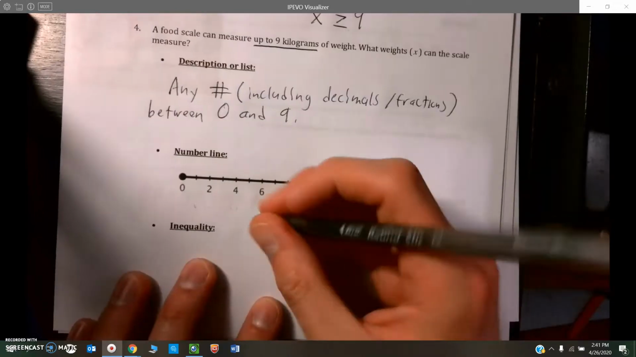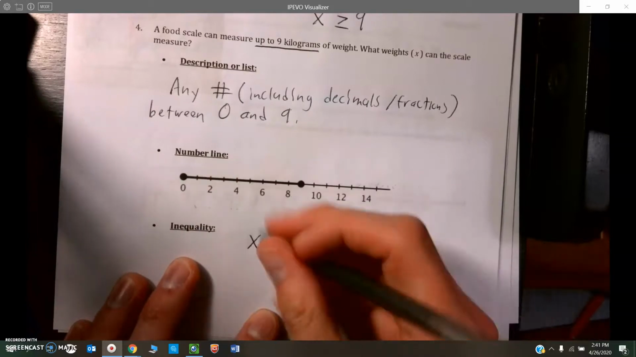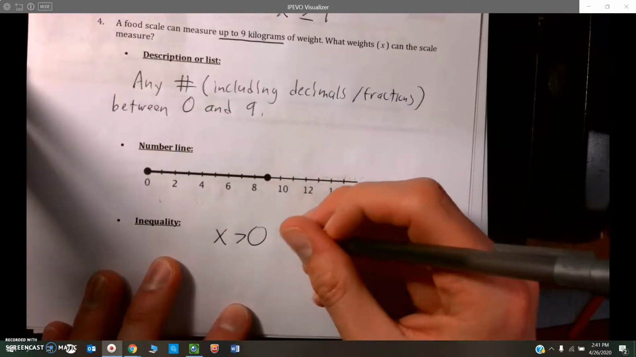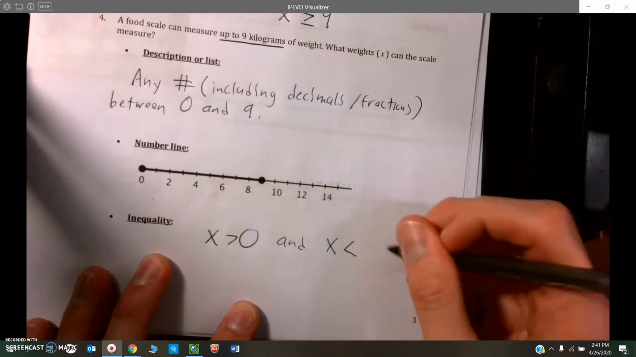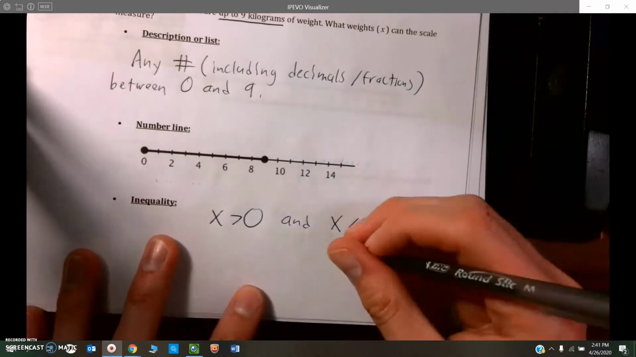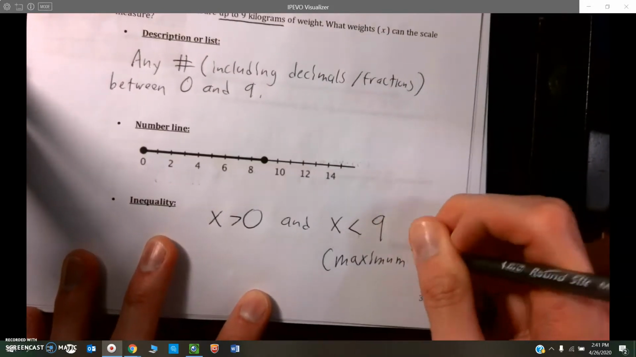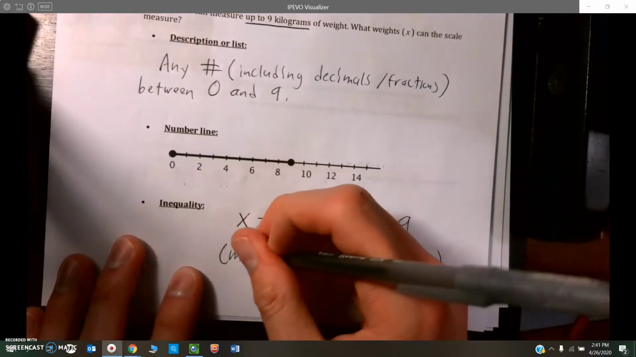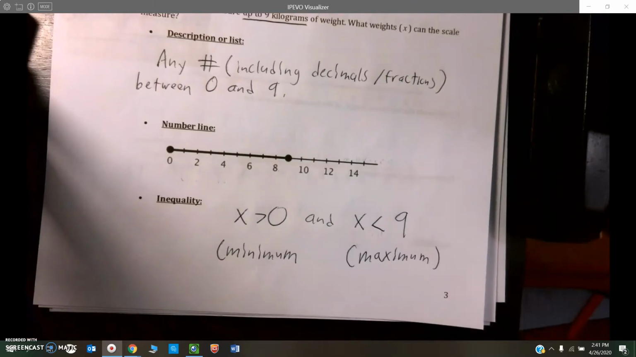So x must be greater than 0, because it can't be a negative, and x must be less than 9. So the maximum it can hold, it cannot go above 9, and this is the minimum, because obviously there's no such thing as negative weight.